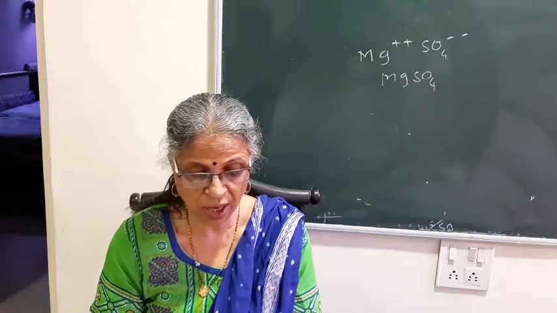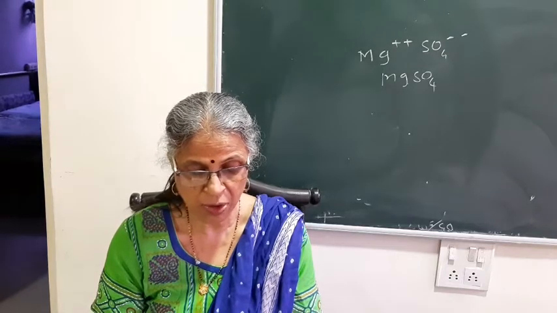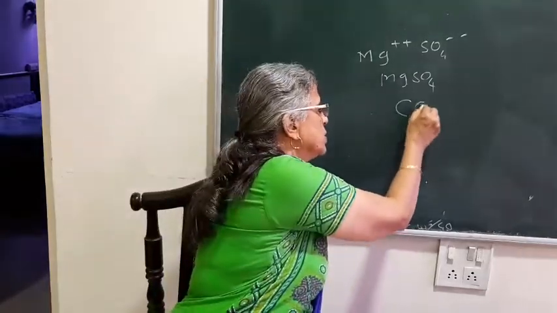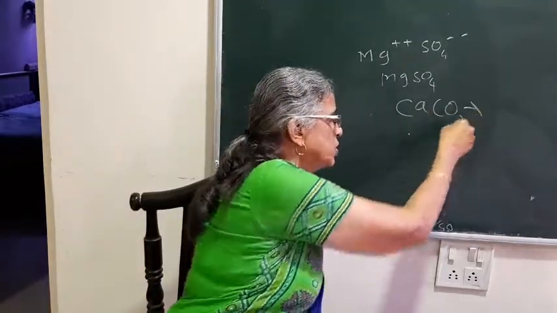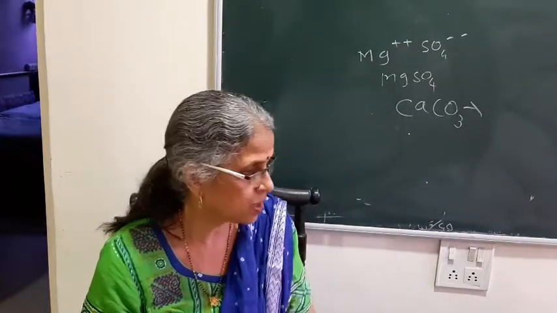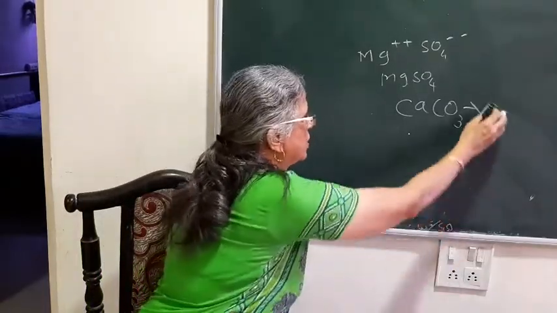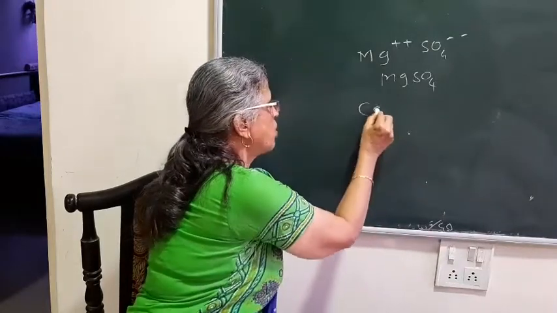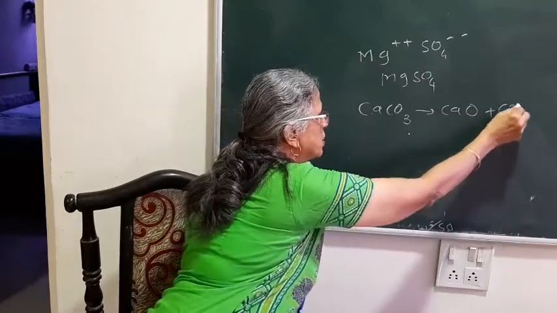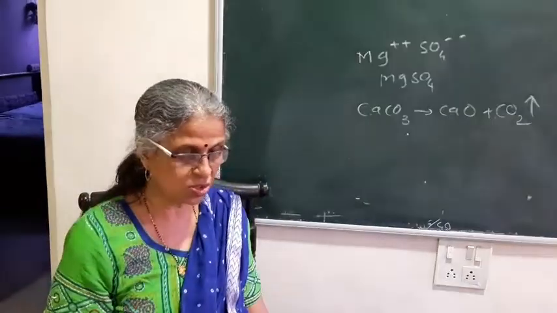Take a spoonful of limestone powder in an evaporating dish and heat it strongly on a high blue flame. Limestone has the formula CaCO3. Calcium carbonate is limestone. So when this limestone is heated strongly, it gets decomposed. It is an example of thermal decomposition, and by thermal decomposition two products are formed. Calcium oxide, that is lime, is formed, and the gas given out is carbon dioxide. So that is your observation.